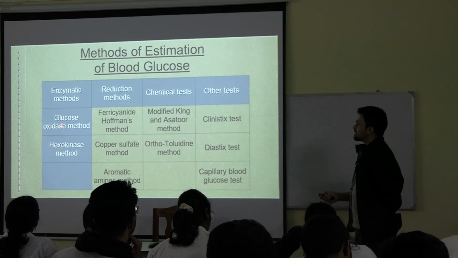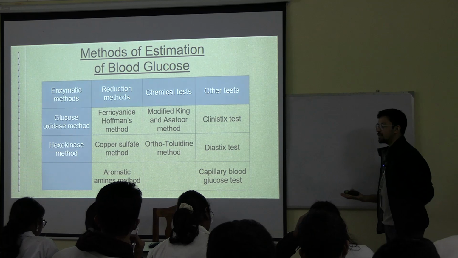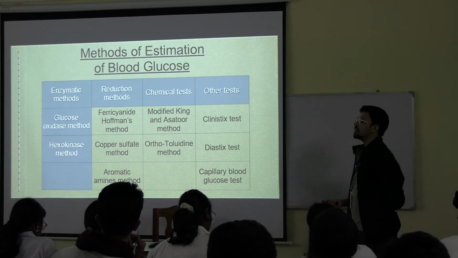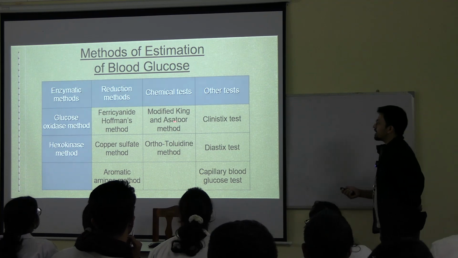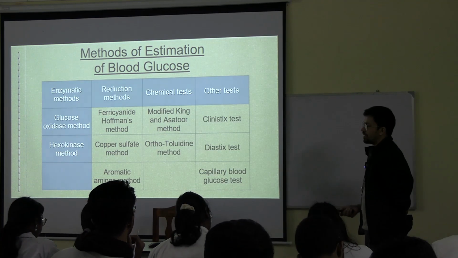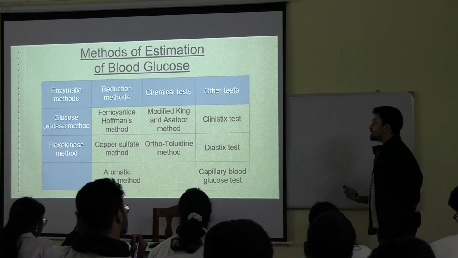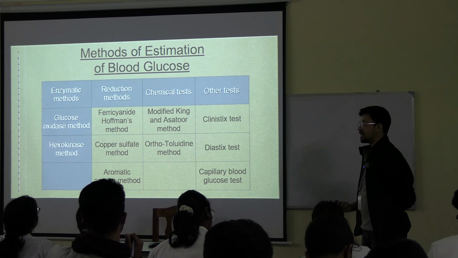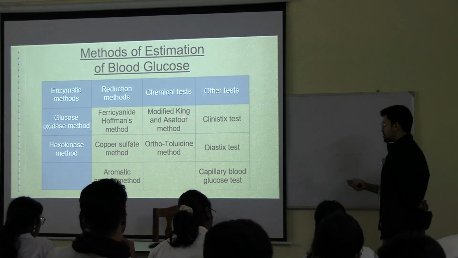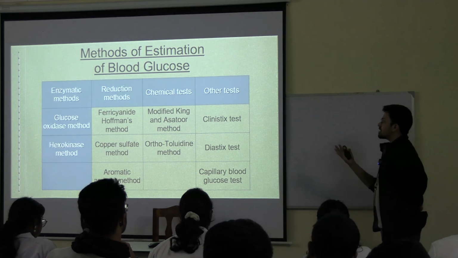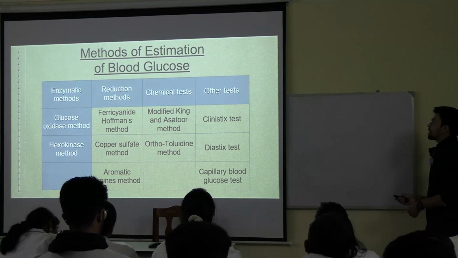Somebody can ask you, other than this GOD, glucose oxidase peroxidase test, what other test can be done to estimate the blood glucose level? If they are asking like that, some of you can give an example of hexokinase test or modified King's test or else orthotoluidine test. Like that you can say 2, 3, 4 names. If somebody is being very specific and asking what are the chemical tests that you can do, then you have to say only these 2 names. Charts are given over here, you can just write down the names and learn the names by heart.